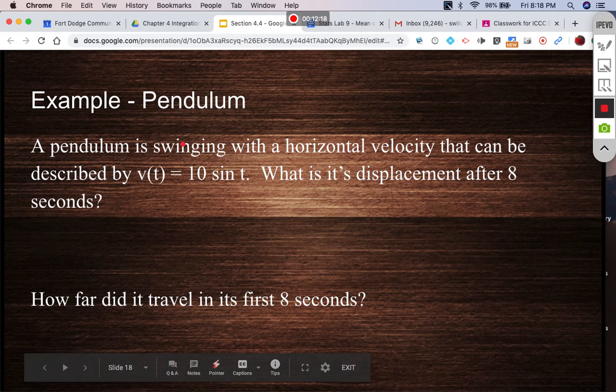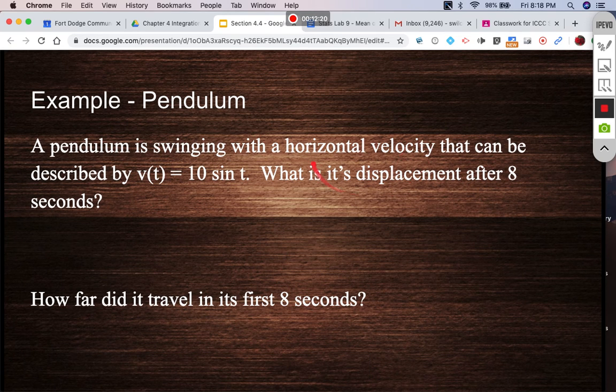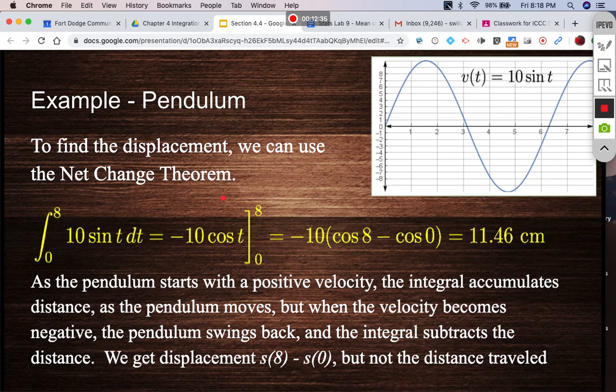So we're going to look at this with a pendulum. It's swinging back and forth and back and forth. Its velocity, how fast it's moving, we can describe as 10 sine t. It's periodic. A pendulum is a good periodic function. So if we look at 10 sine of t, here's the function. This is showing the velocity over the first 8 seconds. Again, we're in radians because when we're doing trig, we will always use radians.